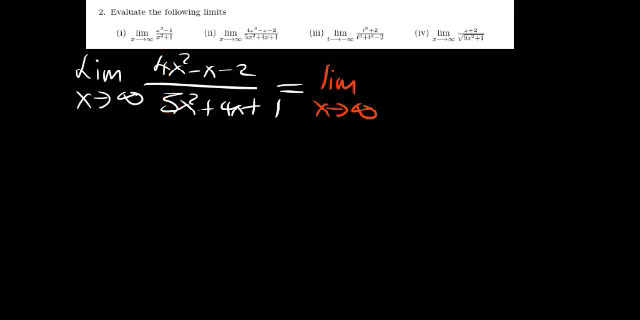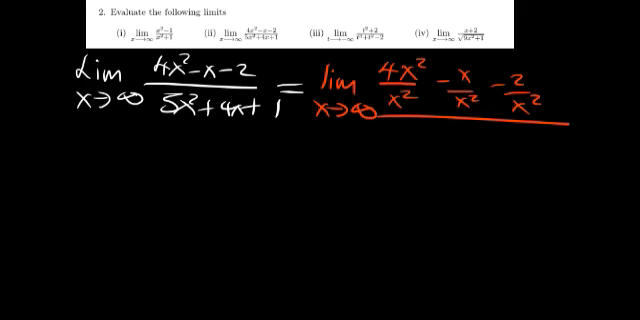So for the top part, you divide by x squared throughout. So you're going to have 4x squared divided by x squared minus x divided by x squared minus 2 divided by x squared. We're dividing by the x squared attached to each term. And then for the bottom, 5x squared. So the highest power is x squared, so divide by x squared throughout.